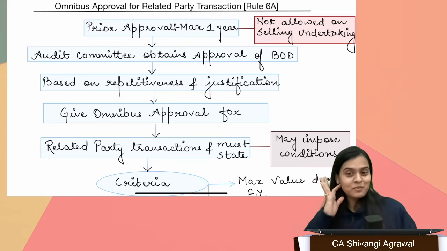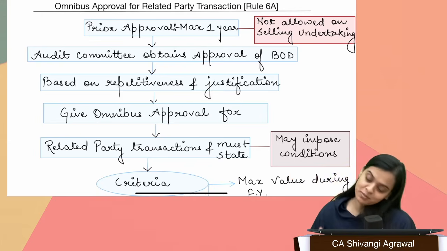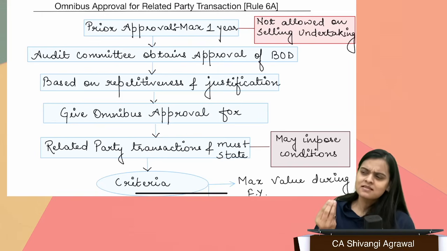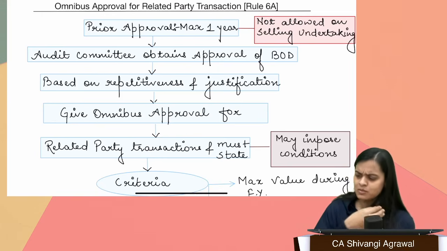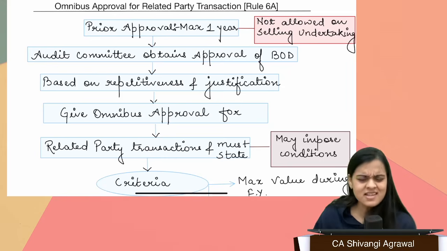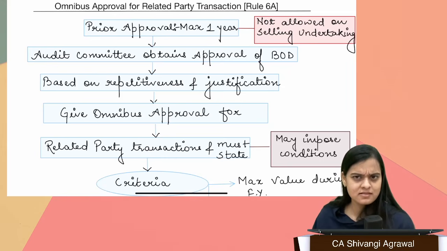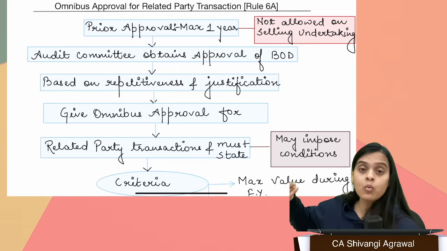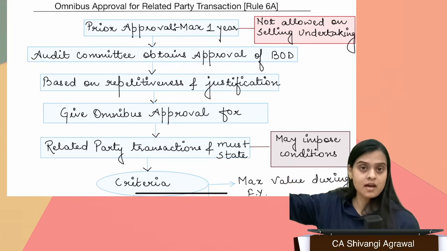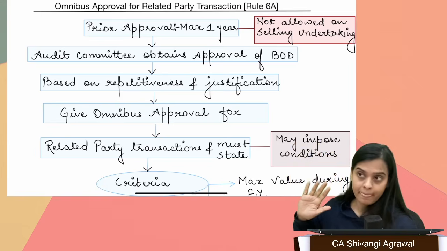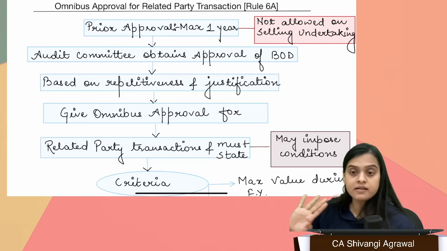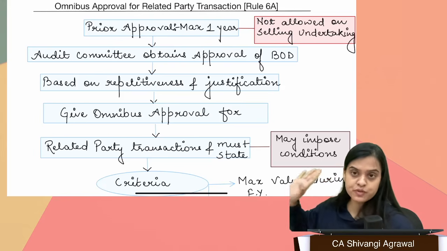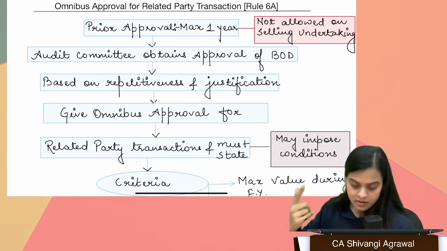Now every month they are coming and every month they are seeking the approval. It is wasting the time of the party, wasting the time of the director concerned, wasting the time of the audit committee, because it's a recurring thing which is happening. So for such type of transactions, what can happen is you take a one-time approval for all the transactions for maximum 1 year. After 1 year, again, you have to take that approval. And it's not allowed for selling undertaking of the company. You can't take that omnibus approval for selling undertaking. Okay.